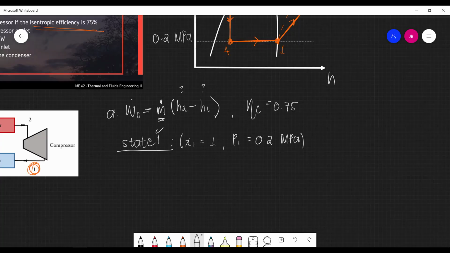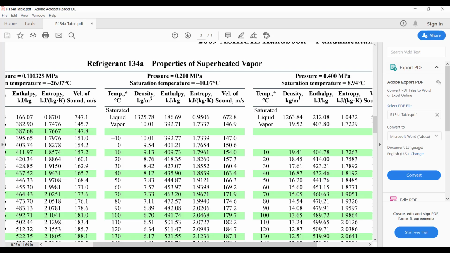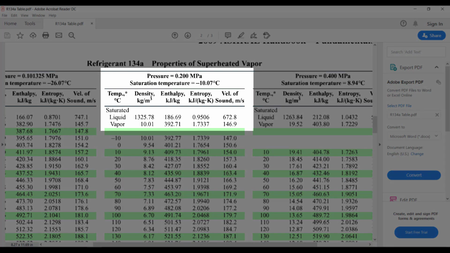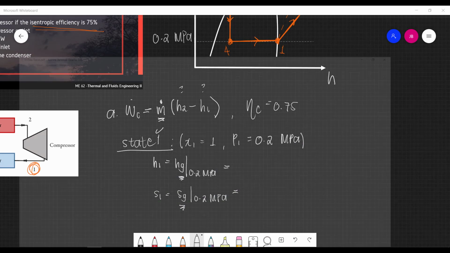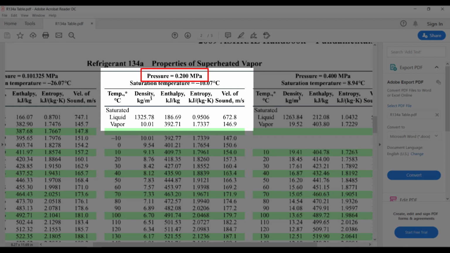So, remember that H1 is equal to the vapor enthalpy at 0.2 MPa and S1 is equal to the vapor entropy at 0.2 MPa. So, basically, the saturated vapor enthalpy and the saturated vapor entropy, which is straightforward here. H1 equals 392.71. So, bakit 392.71? Kasi ang pressure natin ay 0.2 megapascals at nakalagay dyan saturated vapor. So, this is our enthalpy and this is our entropy.